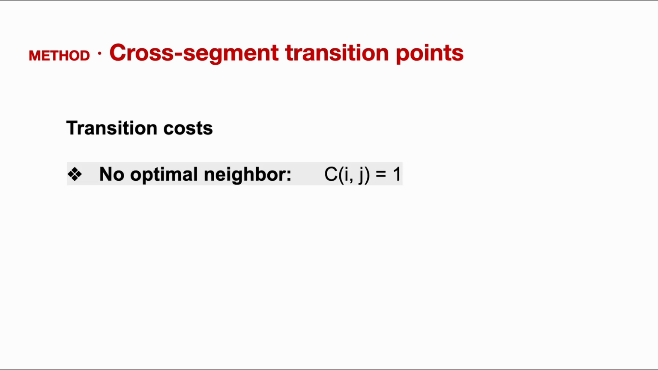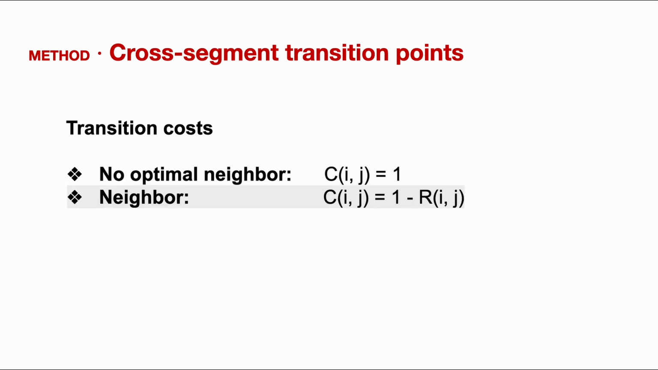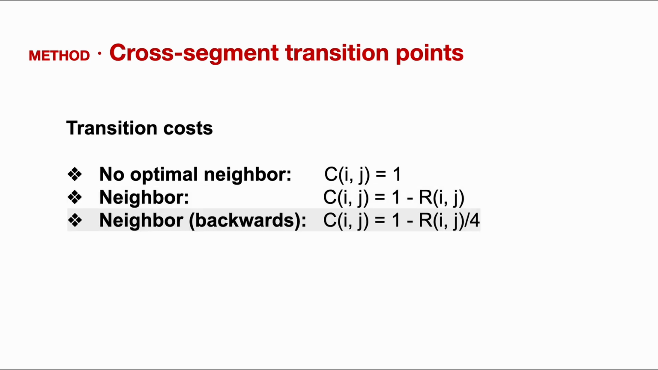In the case where we find no diagonal that is at least 3 points long, we take the segment boundary as the transition point and set the cost of this transition to 1, since it's non-optimal. If we do find a better neighbor point, then we weigh the cost by the similarity of the points. And if the entry point is further ahead in the recording than the exit point, we penalize the transition with a factor of 4, so that we discourage backwards transitions, but still allow them to happen when we create rearrangements that are longer than the original song.